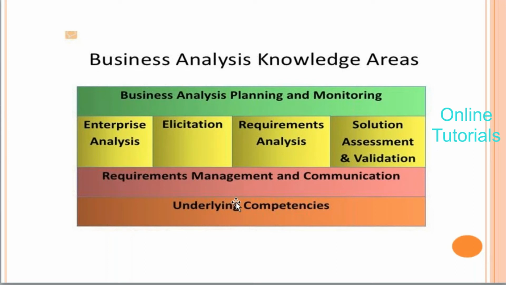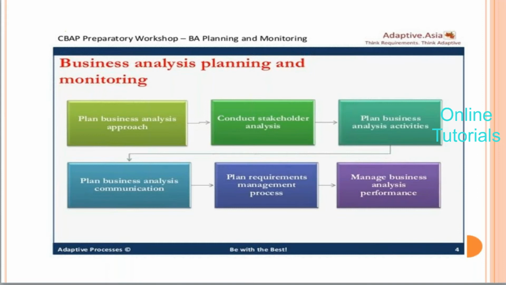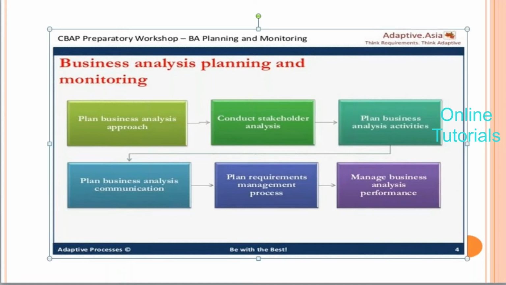One is business analysis planning and monitoring. Second, we call it enterprise analysis, elicitation, requirement analysis, solution assessment and validation, requirements management and communication, followed by underlying competencies. So these are the knowledge areas which you must be good at. Among all these, the first knowledge area is business analysis, planning and monitoring. This is the first knowledge area you must be good at.